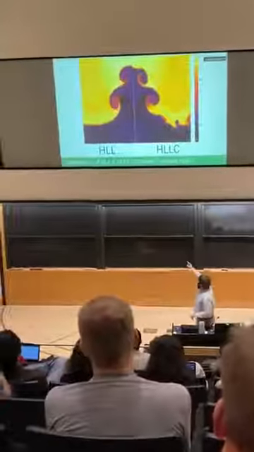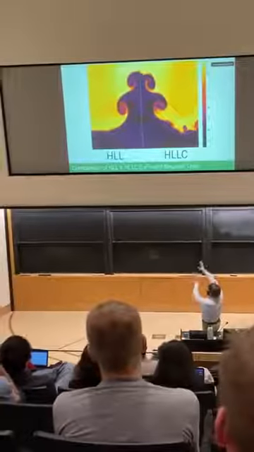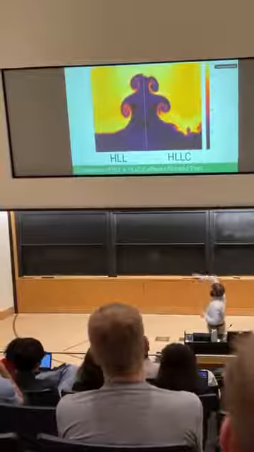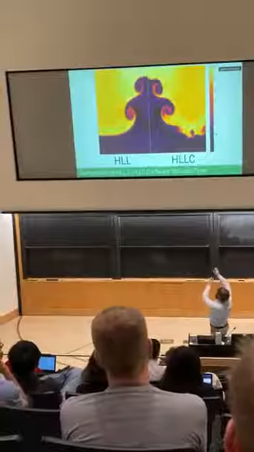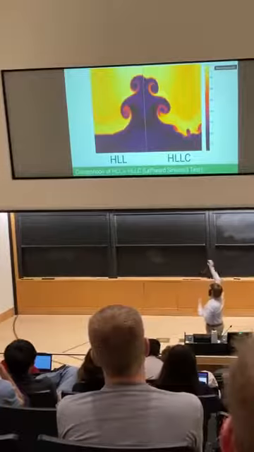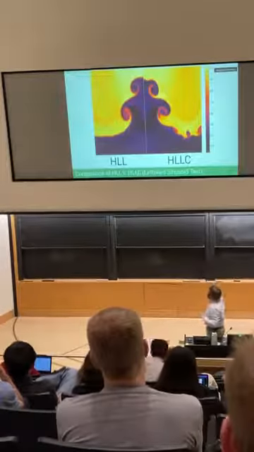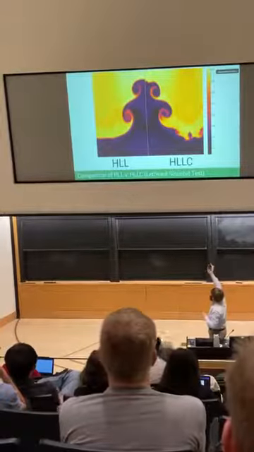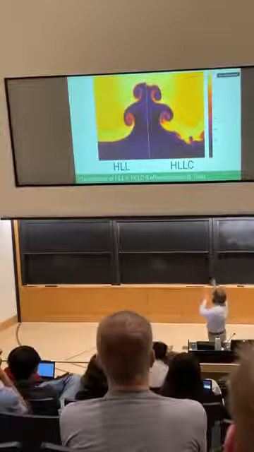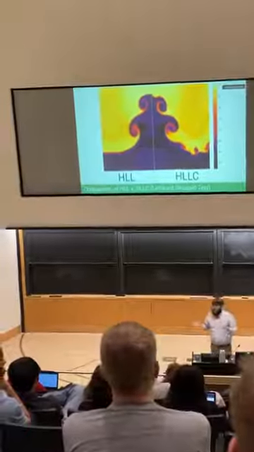So here we have HLL on the left, HLLC on the right. You can see that HLL, the shape is nice and good. It's a nice and clean and smooth mushroom cloud, but HLLC is all garbled. There's that little jagged swirl right there, and it's asymmetrical, and there's more detail in HLLC, but the details are wrong.